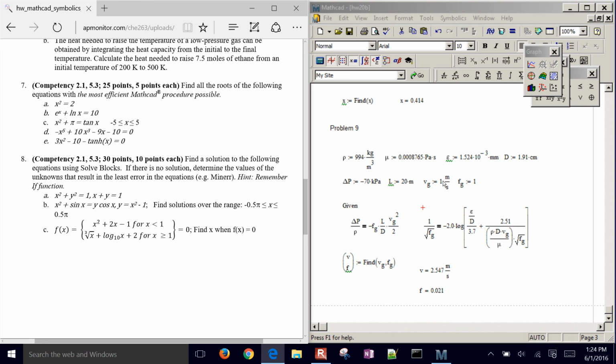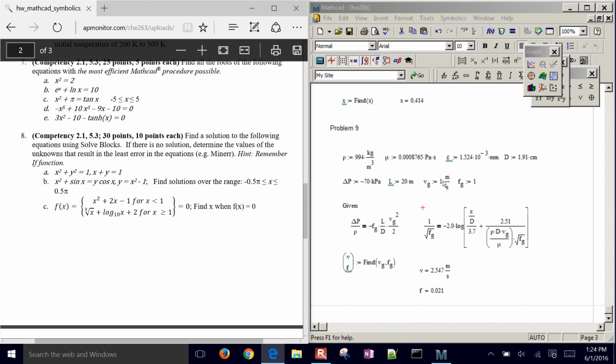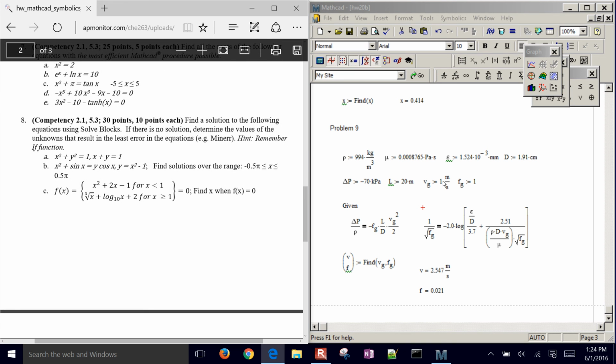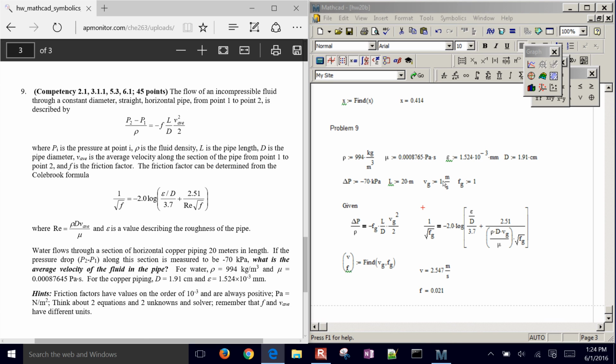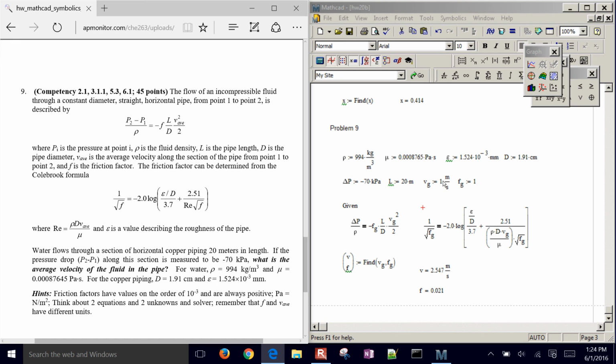Problem 8, we introduced the given block, these solve blocks that have the given and then find keywords or functions. We can also use the minerr. I showed you how to use an if function as well. And then this last one, we did an engineering problem where it's a fluid flow through a pipe, 2 equations, 2 unknowns. Just a little bit complex, but not too bad.